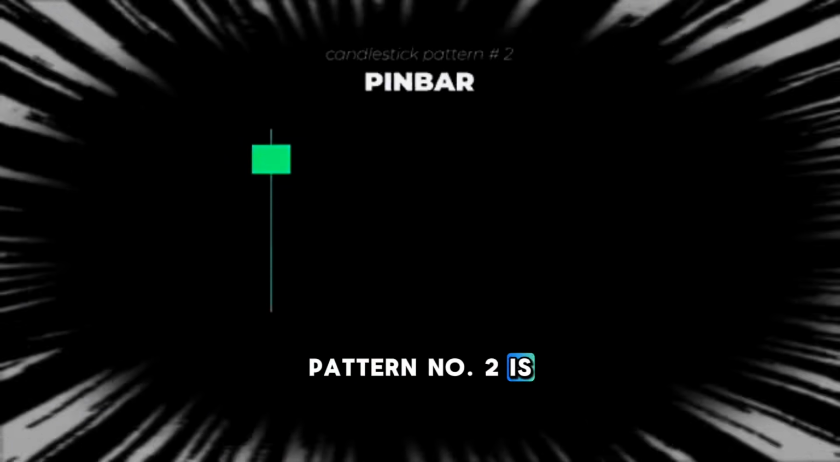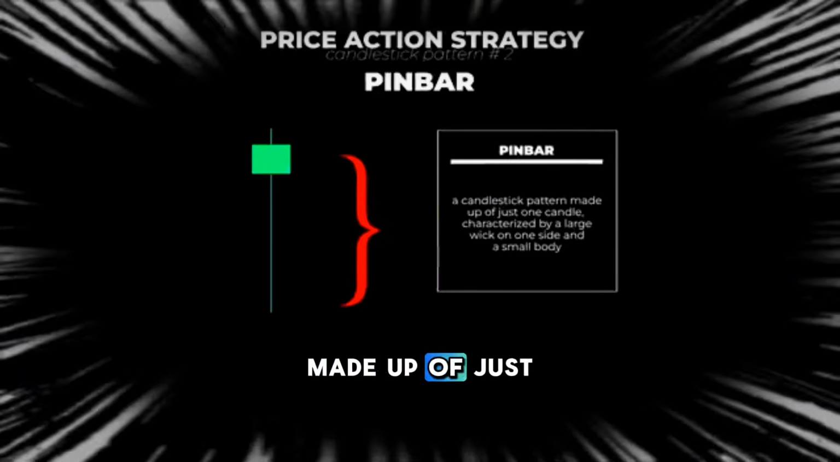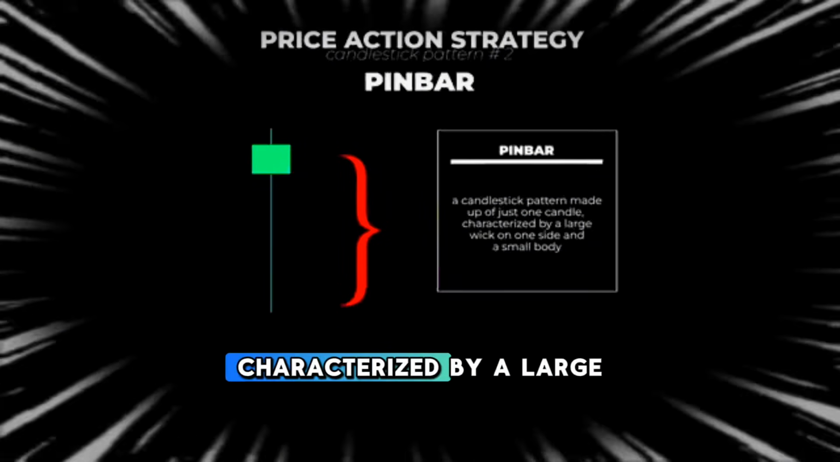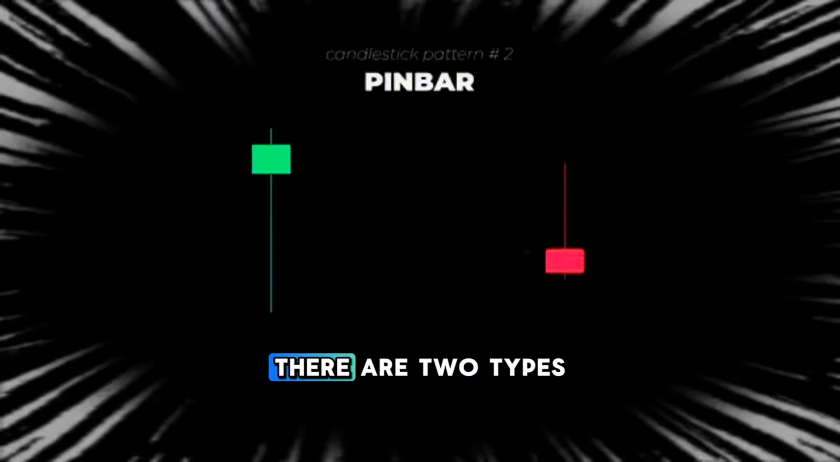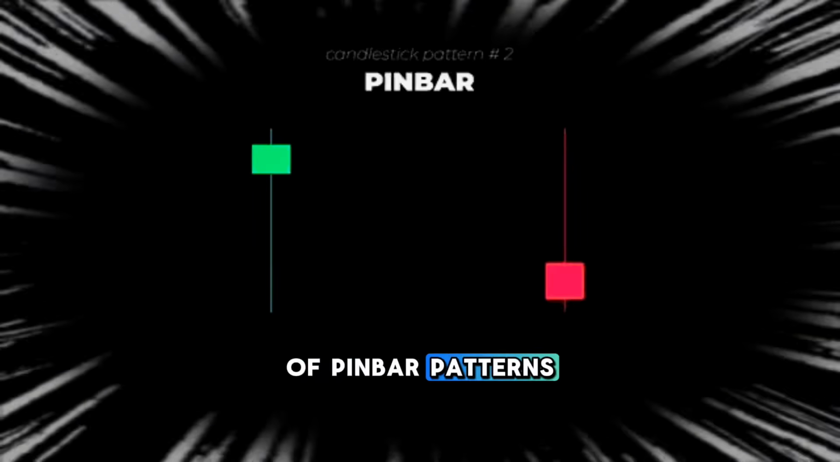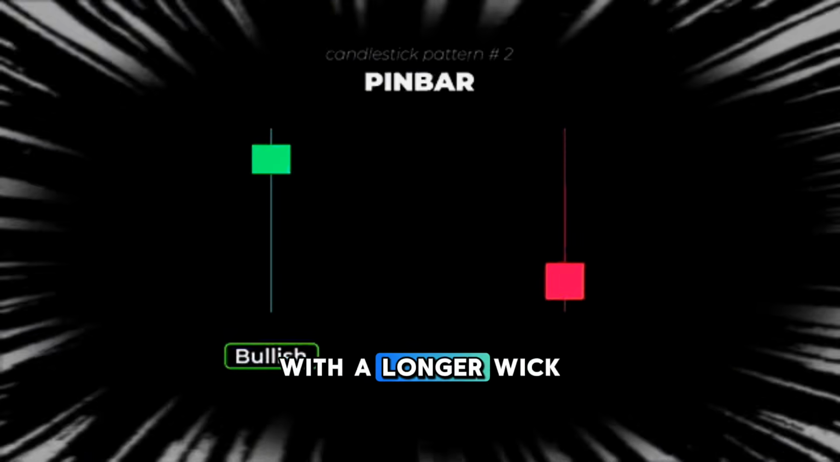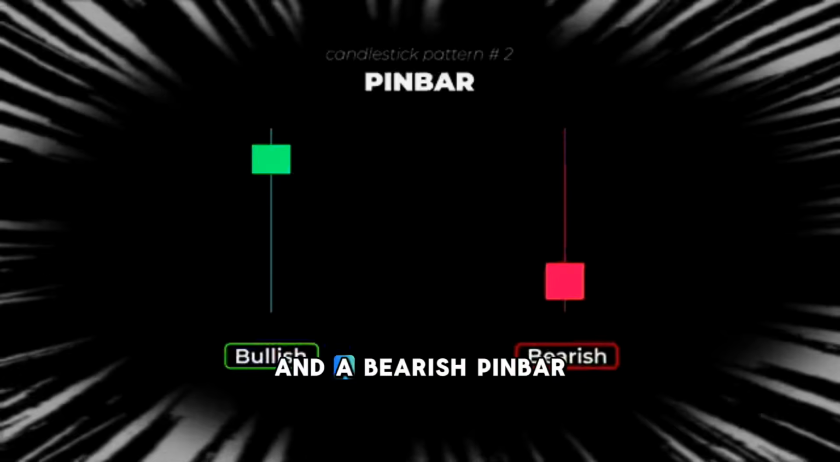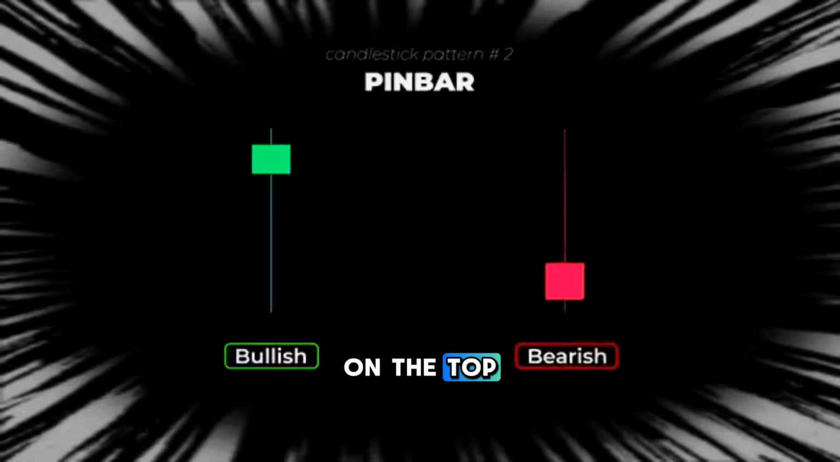Pattern number 2 is the pin bar. A pin bar is a candlestick pattern made up of just one candle, characterized by a large wick on one side and a small body. There are 2 types of pin bar patterns. A bullish pin bar is when the candle is green, with a longer wick on the bottom, and a bearish pin bar, which is when the candle is red with a longer wick on the top.